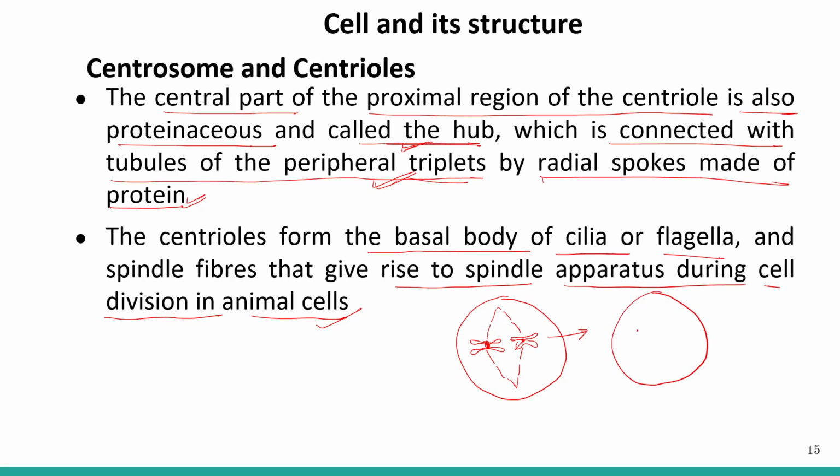These spindle fibers make the chromosome move towards the pole. Each chromatid now moves towards its pole in this way. So these spindle fibers are very, very important at the time of cell division. Okay, so the centrioles form the basal body of cilia and flagella, and the spindle fibers that give rise to the spindle apparatus during cell division in animal cells.